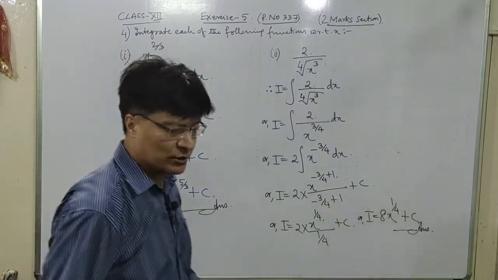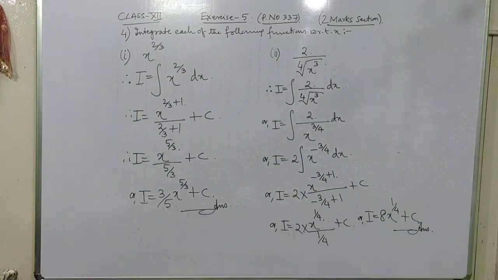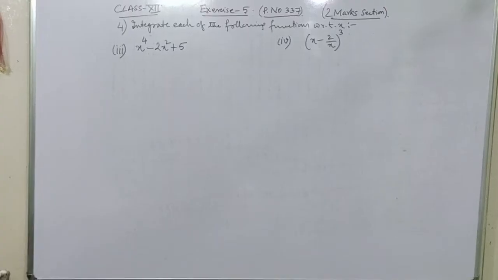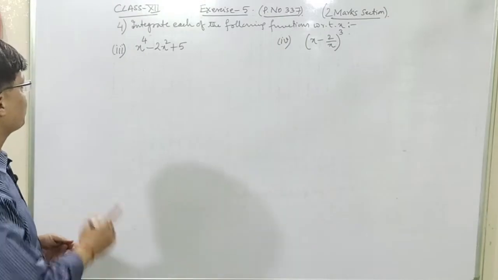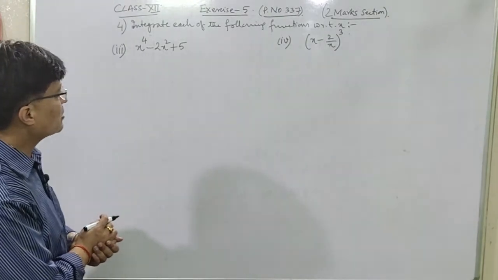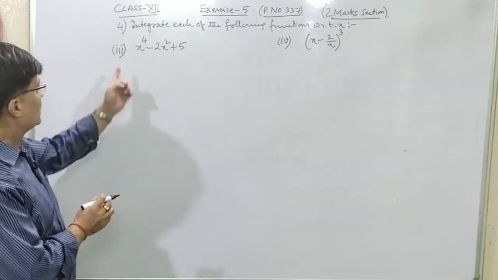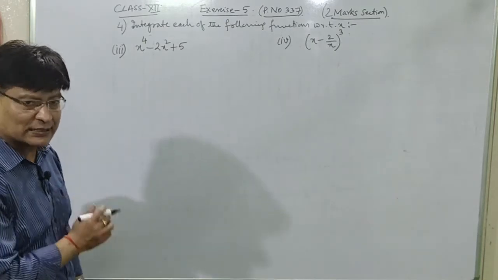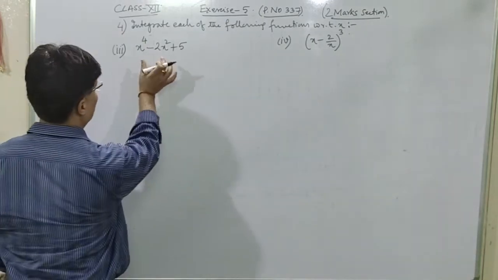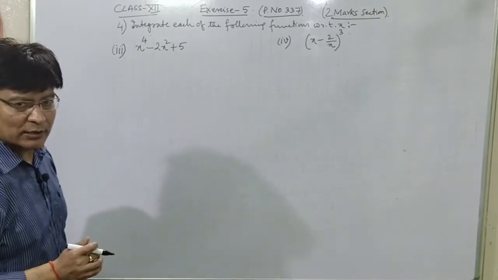Now let's do another question. So now we are doing the next question, that is question number 4. Integrate each of the following functions with respect to x. That is, let's do question number 3. x to the power 4 minus 2x square plus 5. Let us integrate this function. But in between the terms, minus and plus signs are also given here.